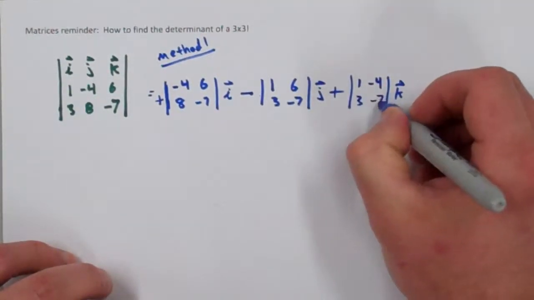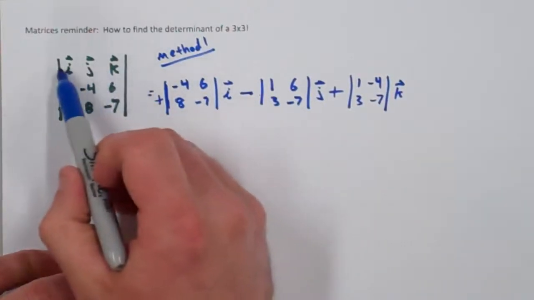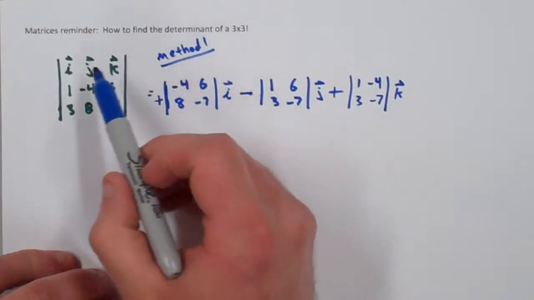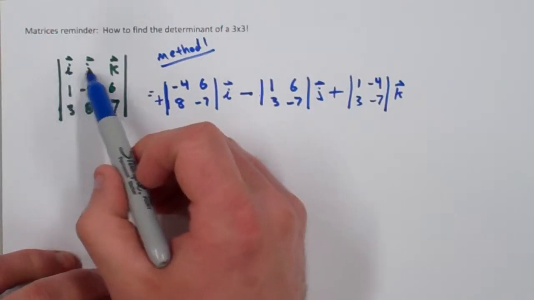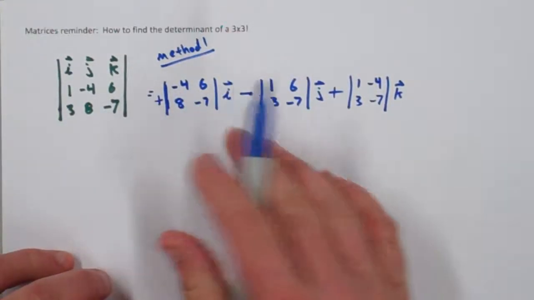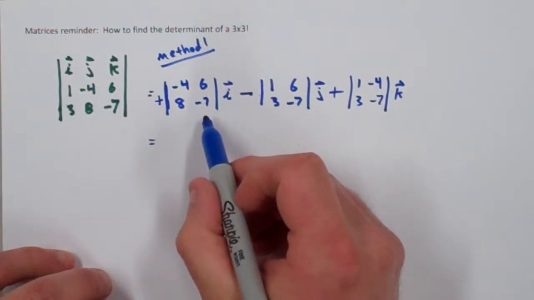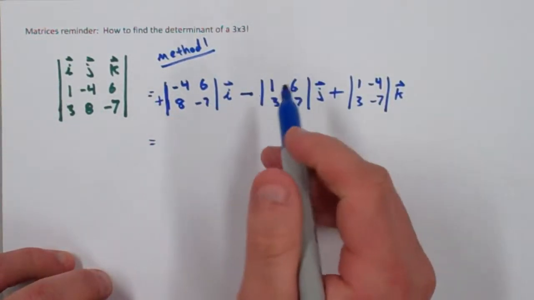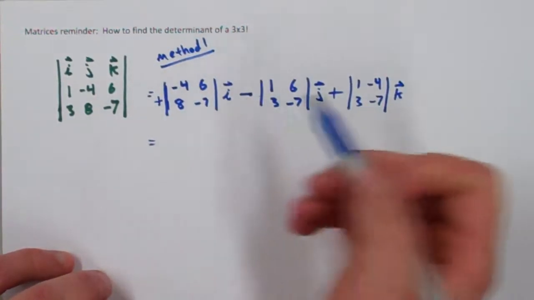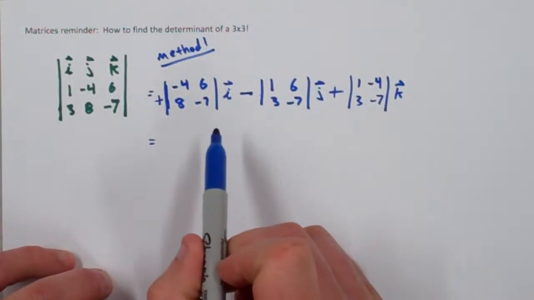So essentially what you're going to wind up doing is always getting rid of this top row here, and then whichever column the letter is in, you'll get rid of that and you'll be left with a 2x2. Then what we need to do is find the determinant of these 2x2s. So if you remember back to your work with matrices, or maybe this is the first time for you, I'll just show you how to do it.